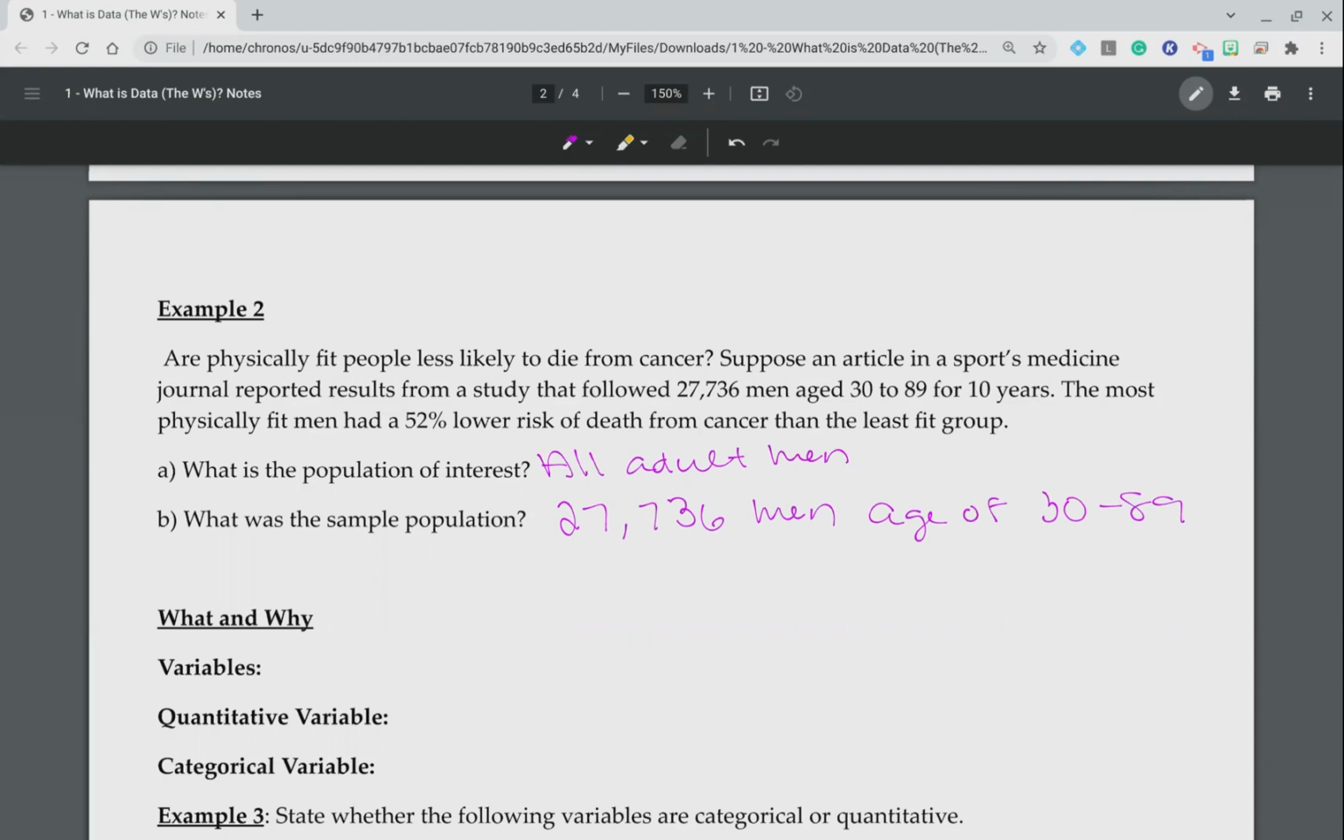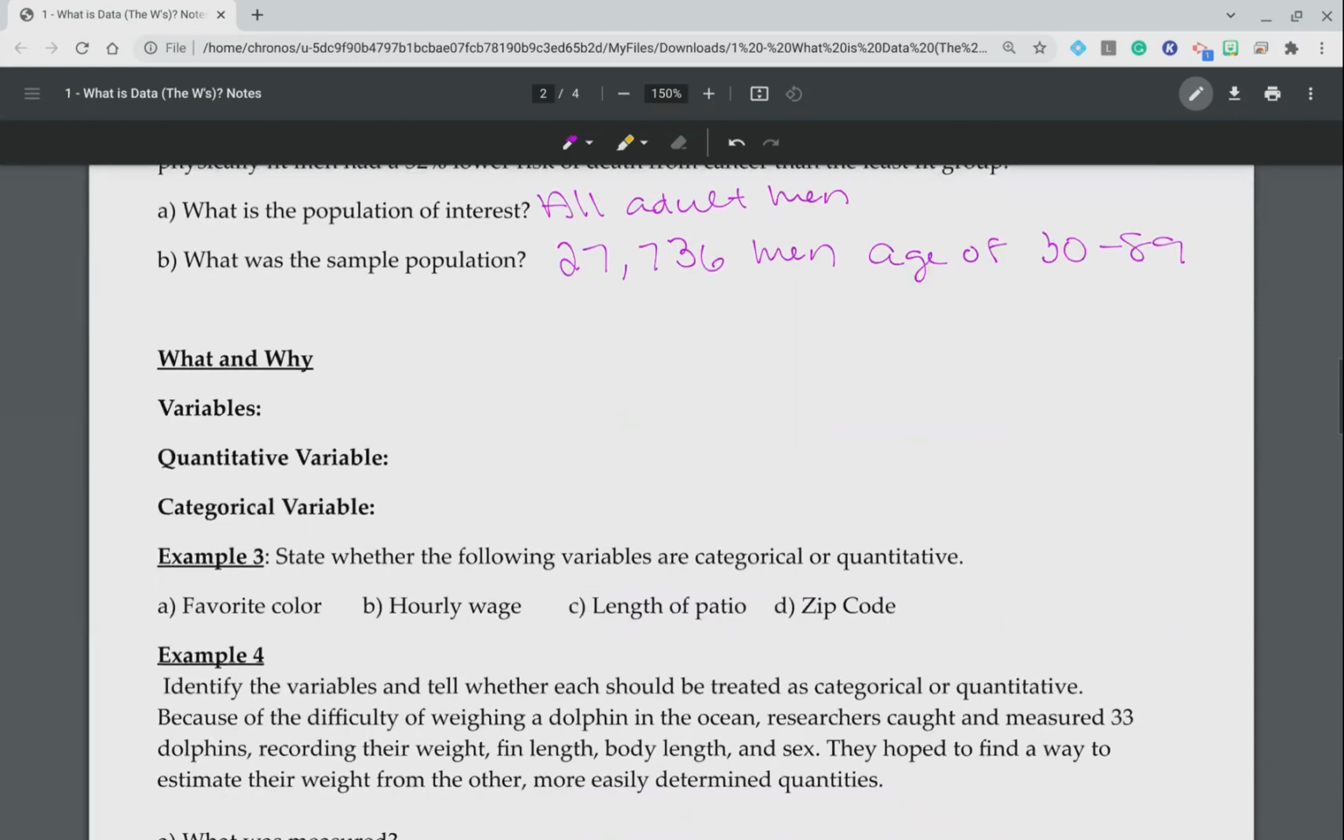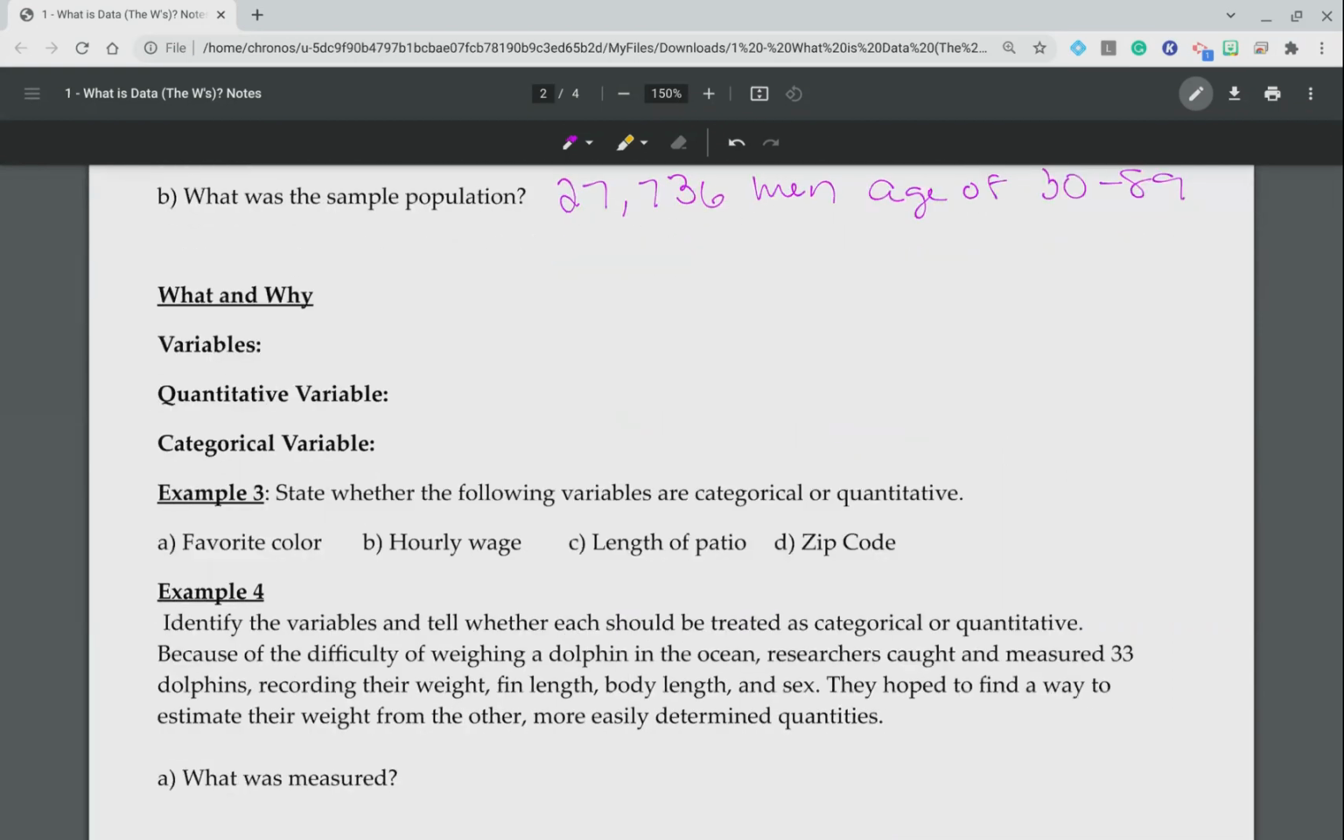Now we have a few more definitions here, and this would be our what and our why. So variables. I know a lot of time when we think of variables in the different math classes that you've taken already, a variable is like the X in an equation, okay? Here, variables are characteristics recorded about each individual.